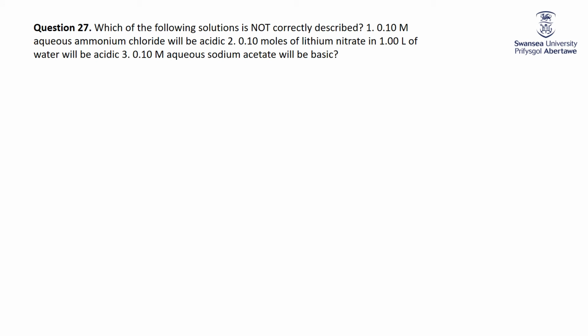Which of the following solutions is not correctly described? 0.1 molar ammonium chloride, acidic. 0.1 moles of lithium nitrate in 1 liter of water, acidic. And 0.1 molar aqueous sodium acetate would be basic. Well, ammonium chloride is NH4Cl. Cl- is a spectator ion, so therefore it does nothing. So what's interesting there is NH4 plus left. Okay, it's a cation, it's acidic.